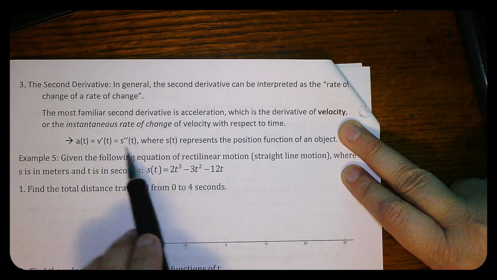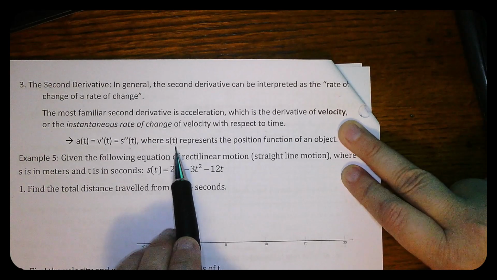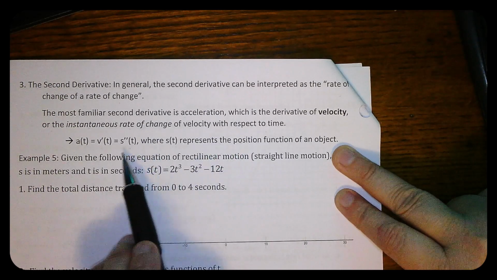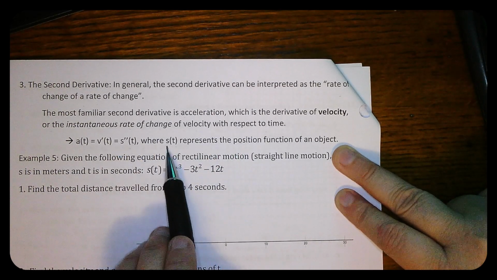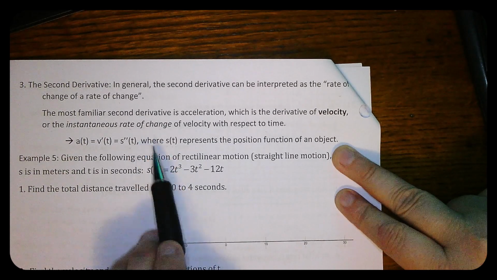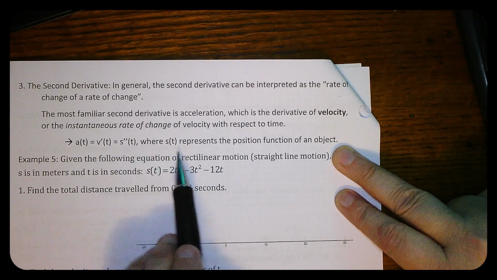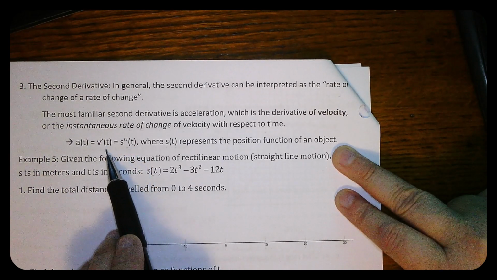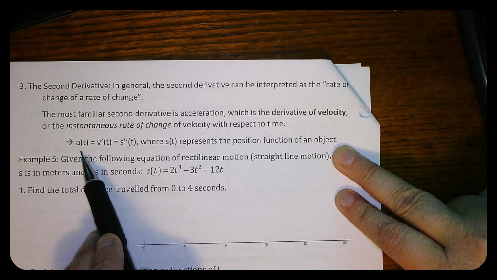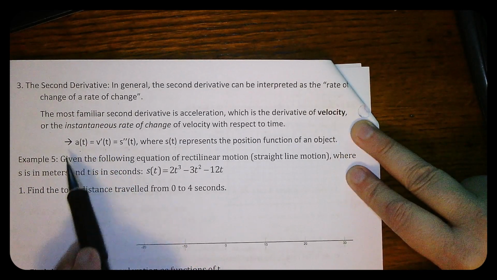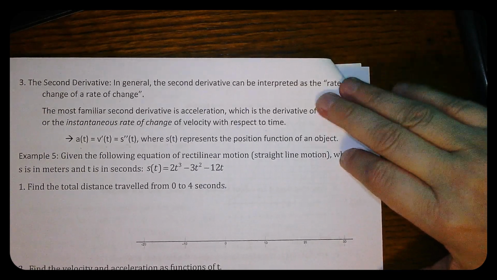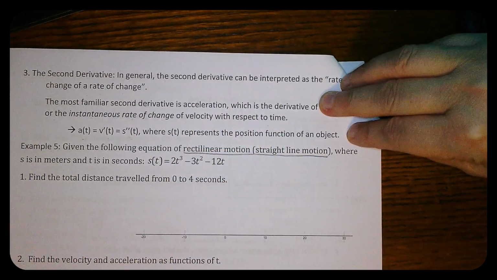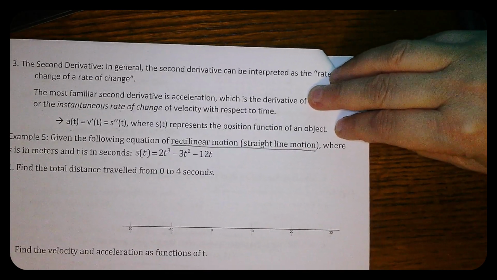So here's what I wrote on the other page. S of t is going to represent position or distance or height. The first derivative of S of t is velocity, and the second derivative of S of t is the first derivative of velocity, which is acceleration. All right, so this is a very popular, I mentioned this, I think the first day of this unit, rectilinear motion or straight line motion. This is a really, really important application.